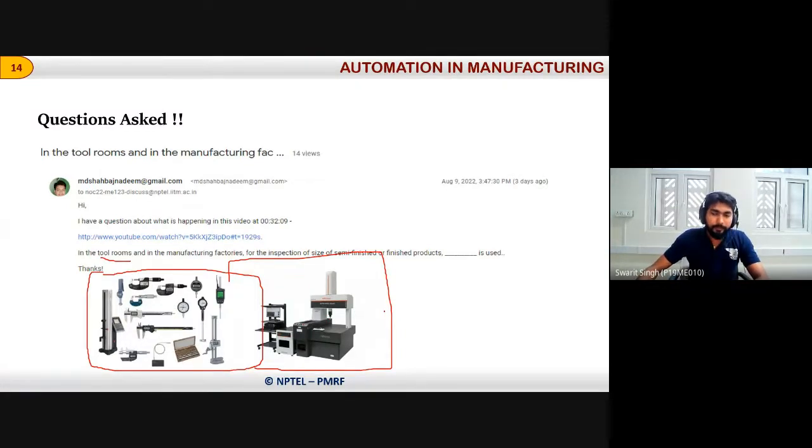Coordinate measuring machine. So what does it do? Suppose there is a component. Okay, suppose this is the component. There is a touch probe there. That probe comes and touches the surface of this component. And the point of touch, where it is touching the component, that point the machine captures in terms of x, y, and z.